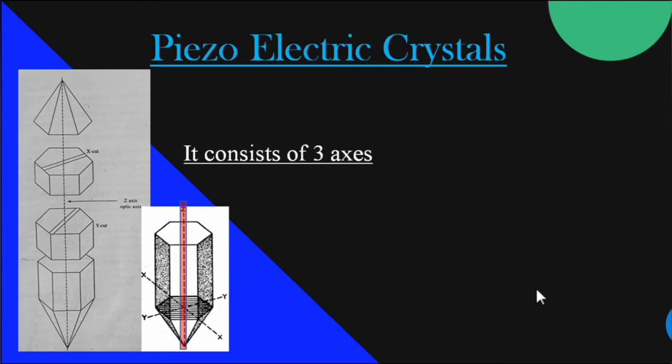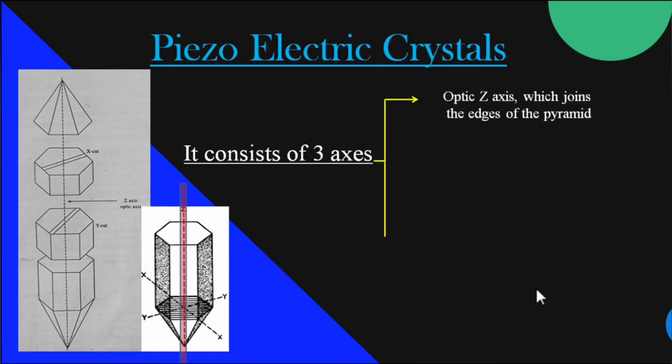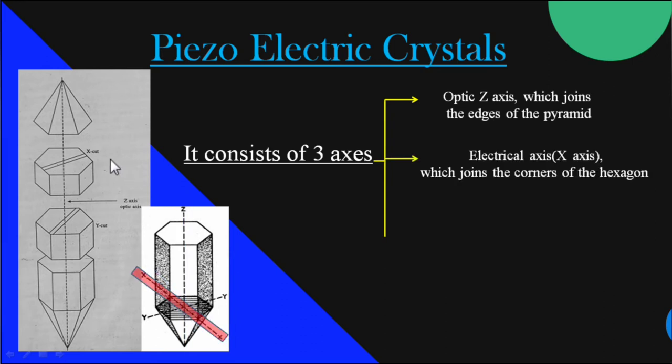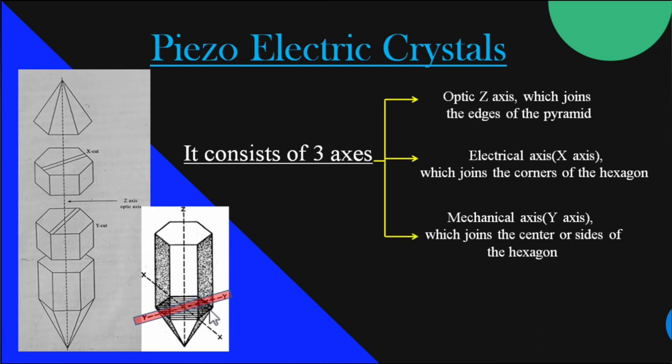Now, it consists of three axes. First, the optic axis or Z axis. The line which joins the edges of the pyramids is known as the optic axis or Z axis. The second one is the electric axis or X axis. The line which joins the corners of the hexagon is known as the X axis or electrical axis. And the third one is the mechanical axis or Y axis. The line which joins the sides of the hexagon is known as the Y axis or mechanical axis.